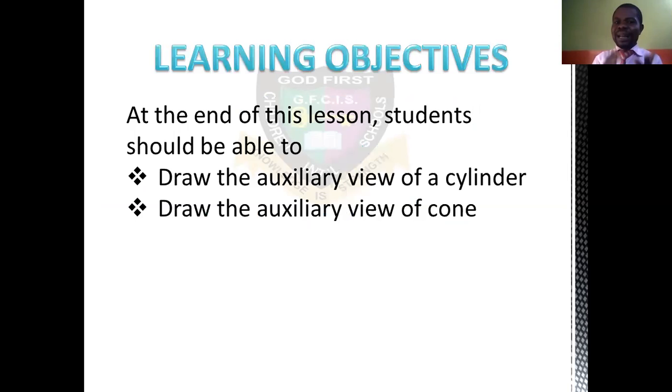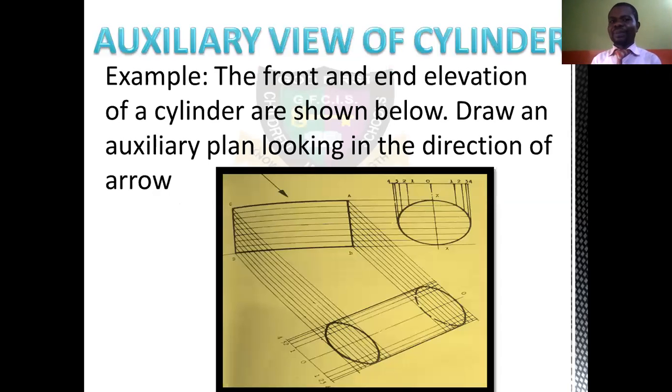We need to share the objectives too, as we normally do. At the end of this lesson, you'll be able to draw the auxiliary view of a cylinder and draw the auxiliary view of a cone. I have these two good examples for you. Adding to what we have done, you will have been satisfied knowing how to draw the auxiliary view of these shapes. Then let us look at the auxiliary view of a cylinder.